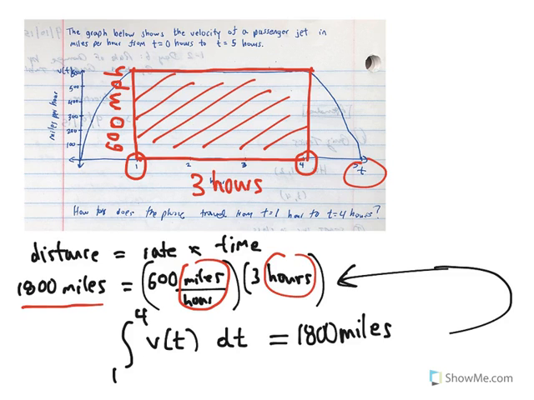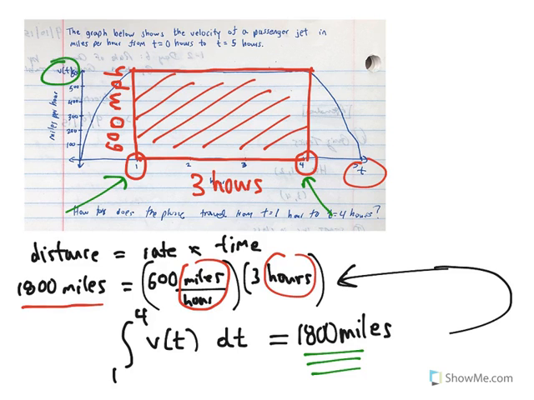Since the velocity of the plane was constant on the time interval from t is equal to 1 to t is equal to 4 hours, we were able to find the exact value for the distance traveled by the plane on that time interval. And in fact, this is just an algebra problem. You just multiply rate by time, and you get the distance traveled. But where does the calculus come in? The calculus comes in when you have velocity that's not necessarily constant, but perhaps it's variable.